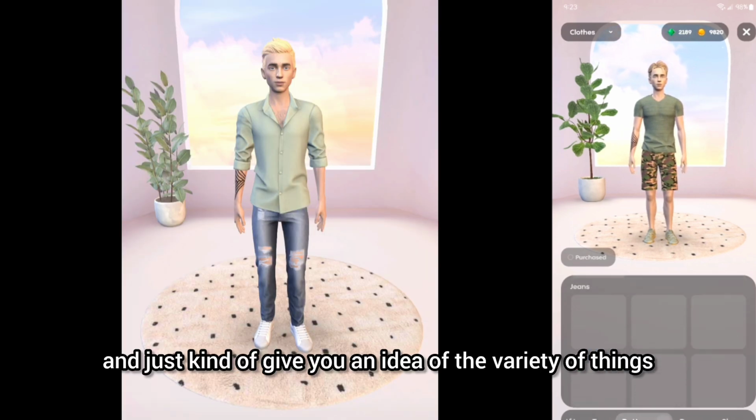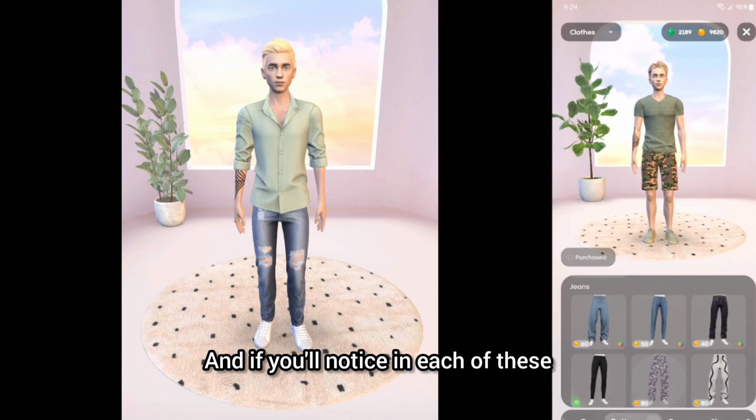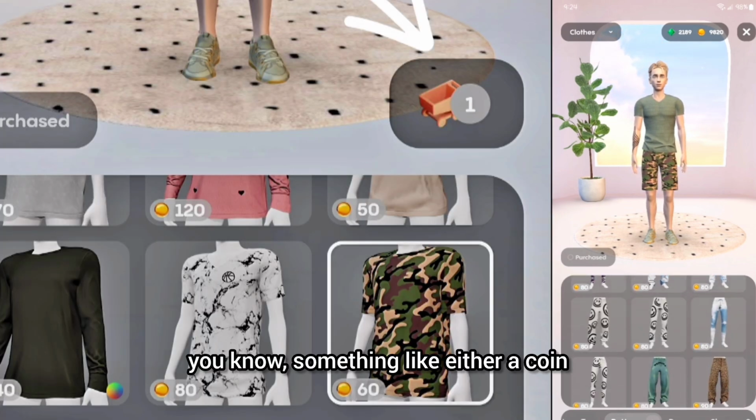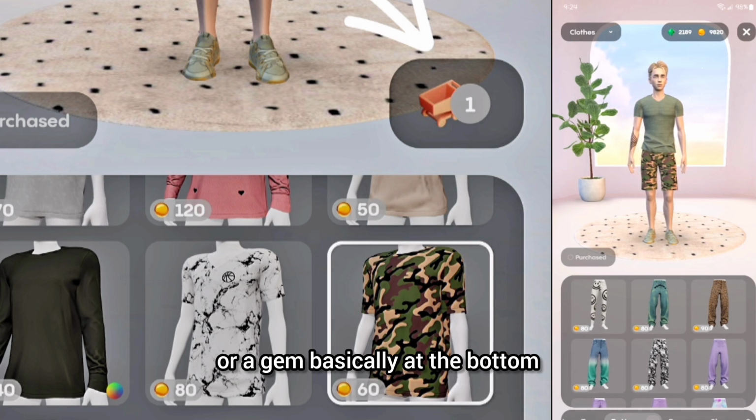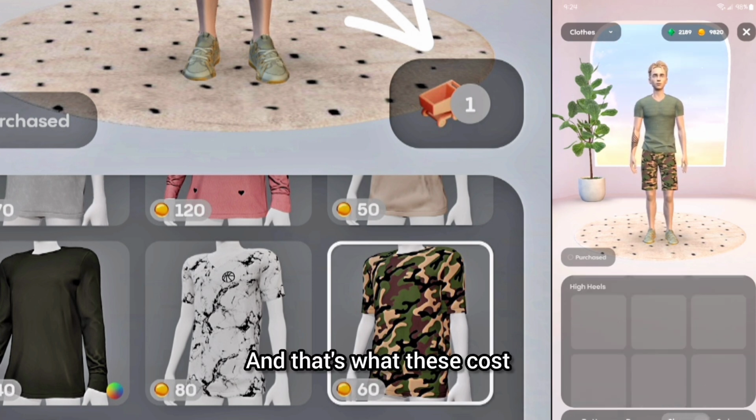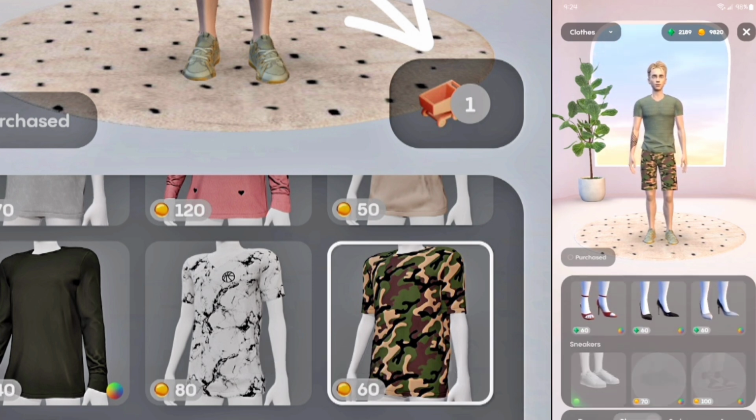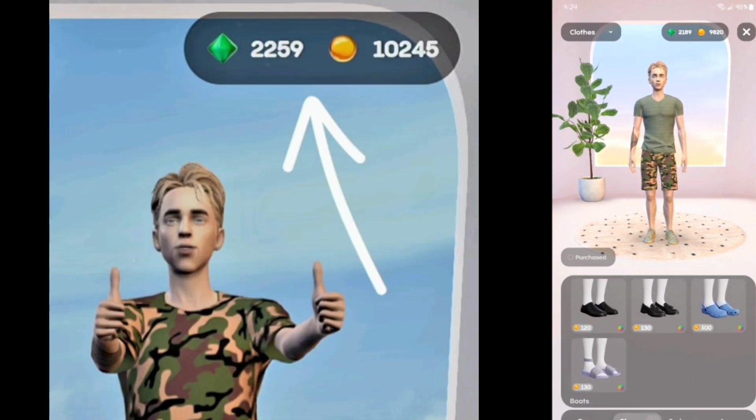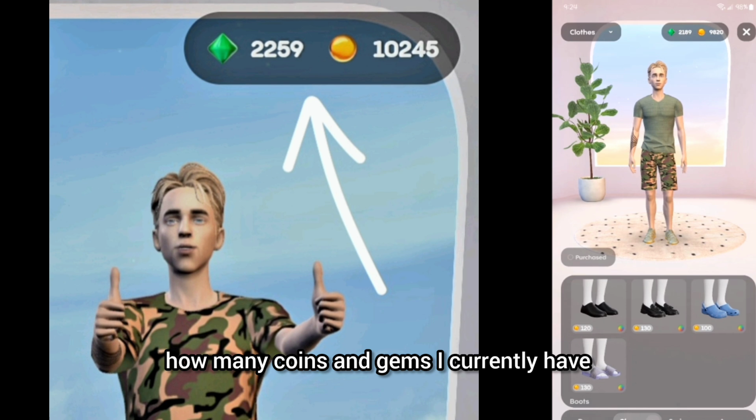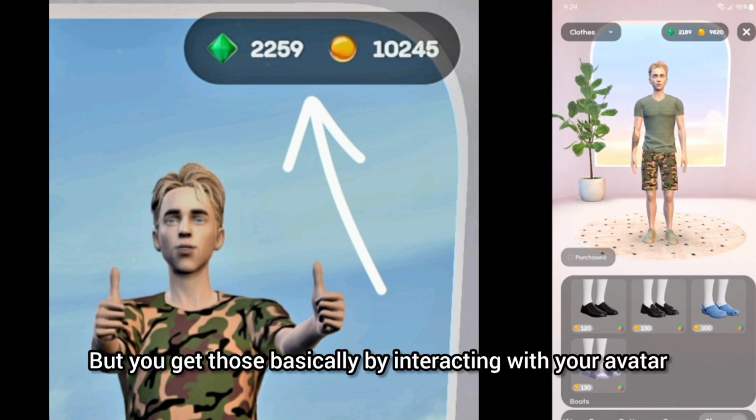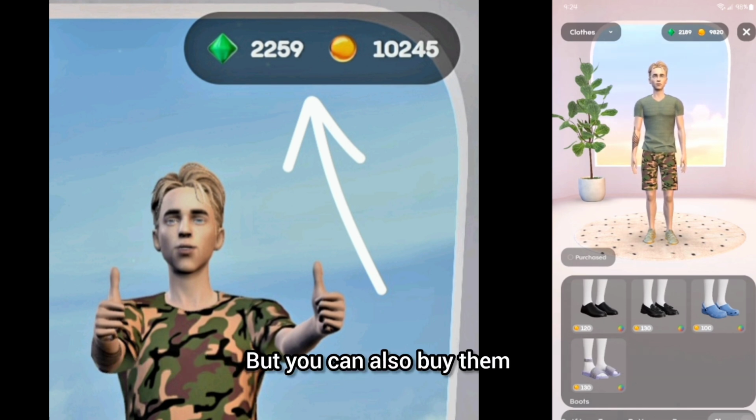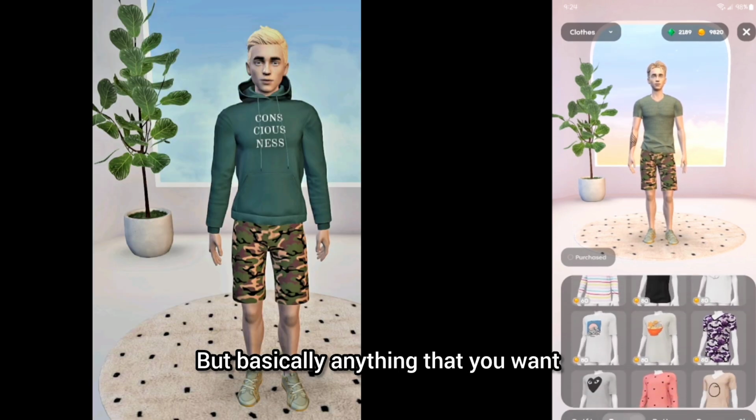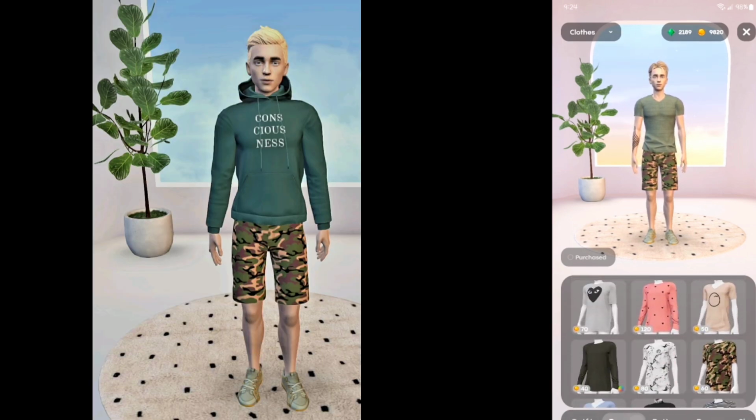And if you'll notice in each of these, it's kind of small, but you'll see something like either a coin or a gem at the bottom. And that's what these cost. You get the coins and gems, and it's recorded up there at the top. You can see how many coins and gems I currently have. But you get those basically by interacting with your avatar, but you can also buy them. And I'll go into that a little bit later. But basically, anything that you want, you can purchase it in the store.